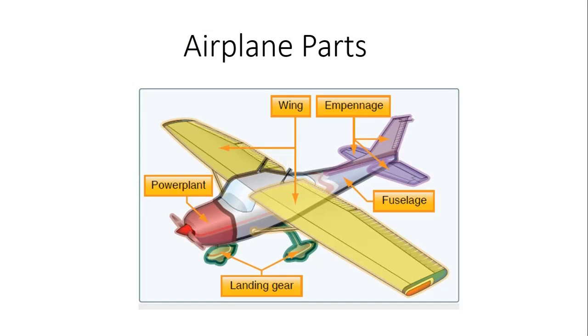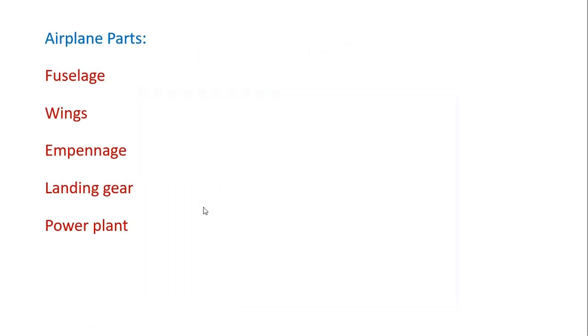Airplane parts. The airplane parts are shown in this figure: wing, empennage, fuselage, landing gear, and power plant. In general, airplanes are designed for a variety of purposes. Most of them have the same major components. The overall characteristics are largely determined by the original design objectives. Most airplane structures include a fuselage, wings, an empennage, landing gear, and a power plant.